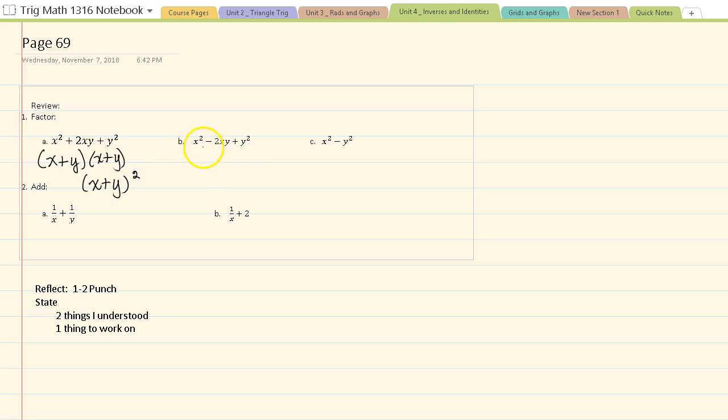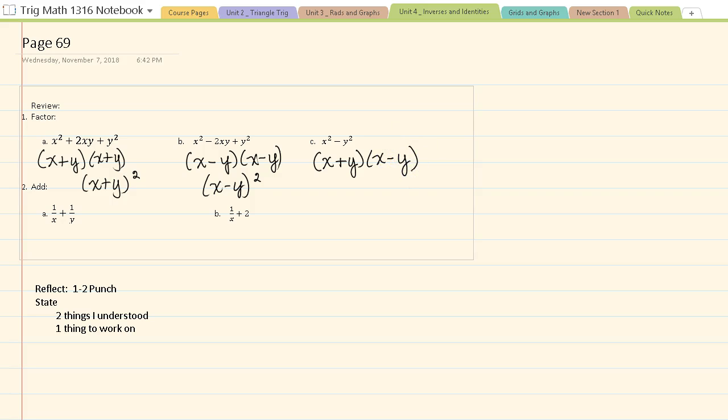When we factor part b, we notice we have the same idea, so this one will be x minus y times x minus y, or x minus y quantity squared. The last one is a difference of squares, and we can see we can factor that into x plus y and x minus y.